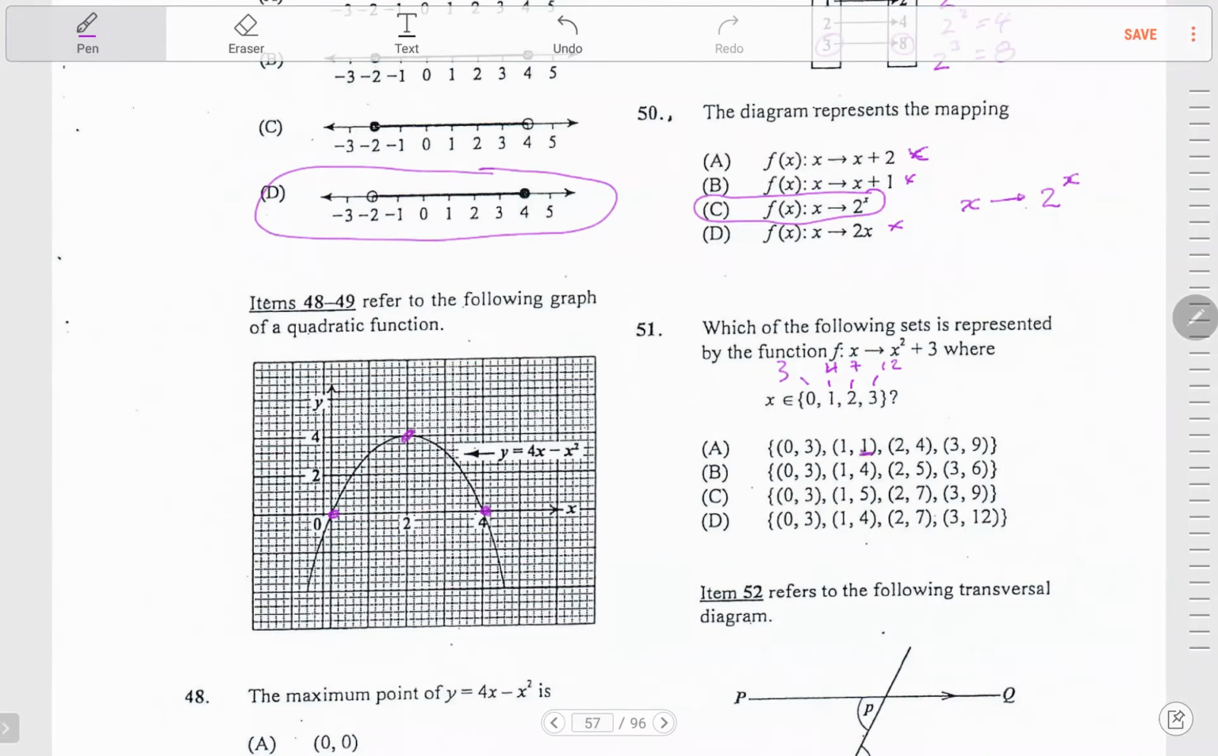So that's wrong, but that should be 4. 3, 4, this should be 7. This is 5. 3, 4, this should be 4. 3, 4. 3, 4, 7, 12.